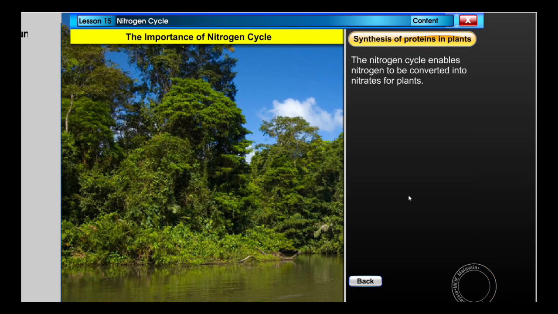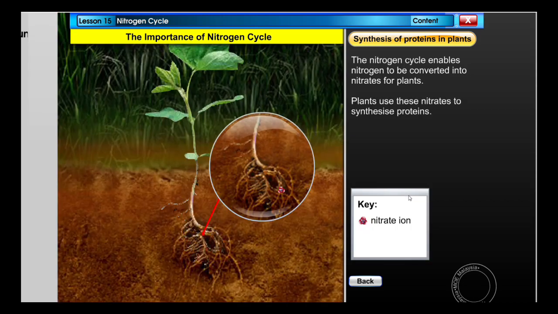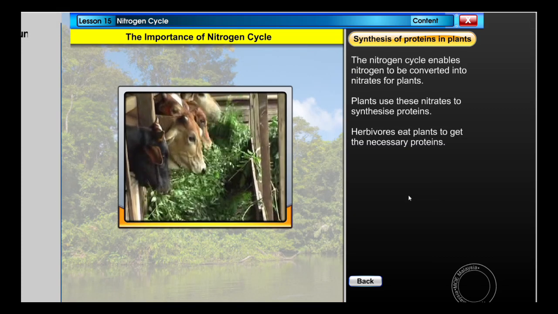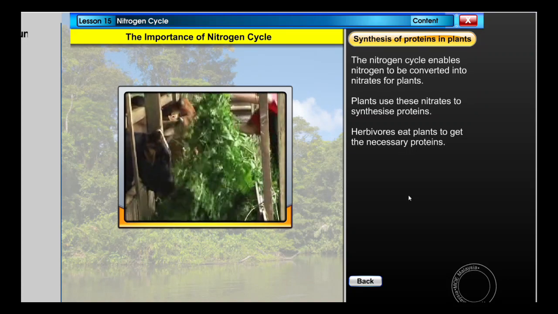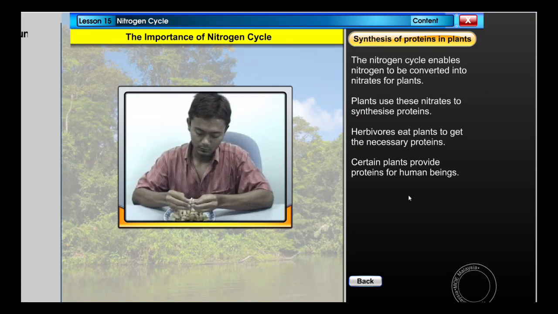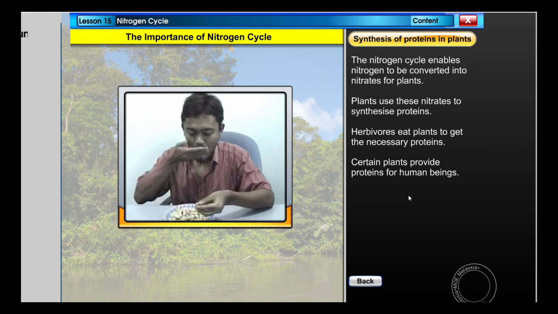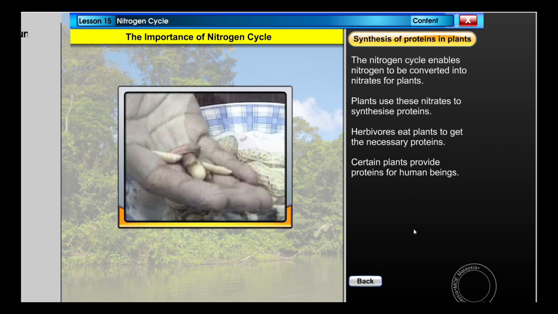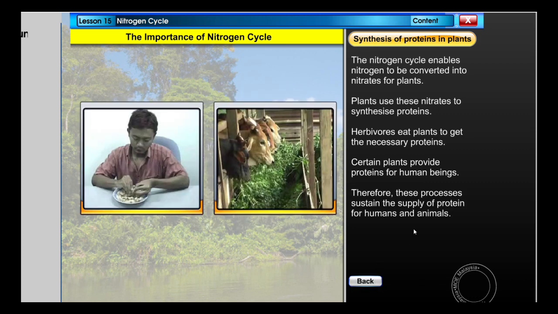The nitrogen cycle enables nitrogen to be converted into nitrates for plants. Plants use these nitrates to synthesize proteins. Herbivores eat plants to get the necessary proteins. Certain plants provide proteins for human beings. Therefore, these processes sustain the supply of protein for humans and animals.